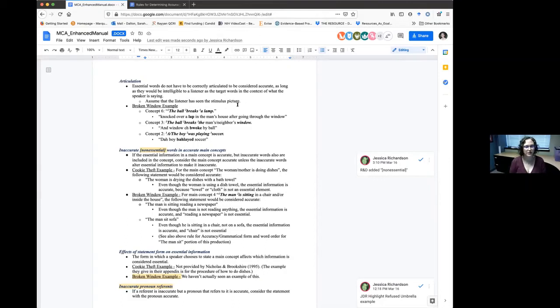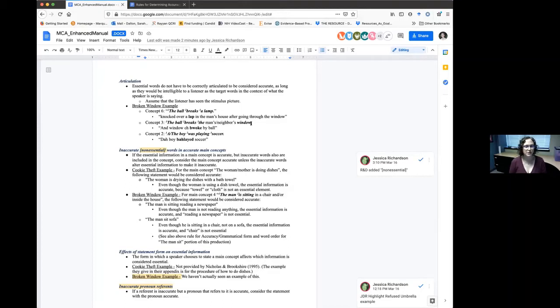So for broken window, some examples that we have run into for main concept 6, the ball breaks the lamp: if an individual said, knocked over a lap in the man's house after going through the window, that context along with the stimulus makes it pretty clear that lap is an errored production of lamp.